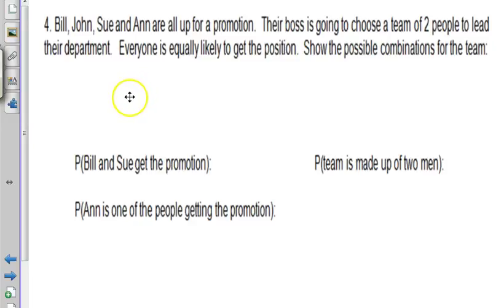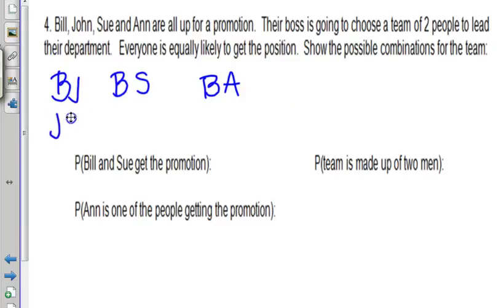Okay, we'll list them by first letter. So we could have this, this, this. Or John could be with Sue, John could be with Ann, or Sue and Ann. That's it, right? 3 of them have A, 3 of them have a B, 3 of them have a J. Right? So it's all good.